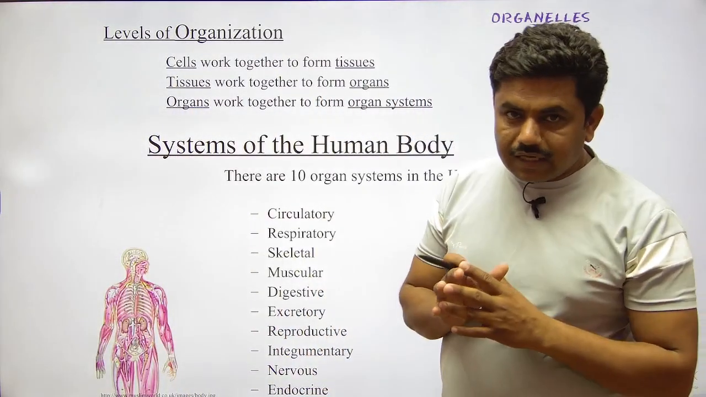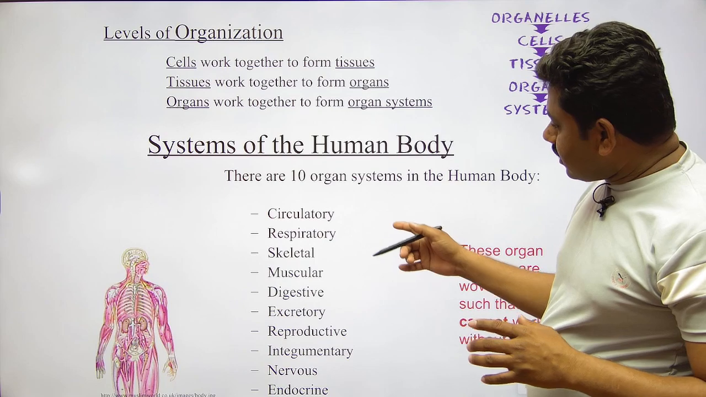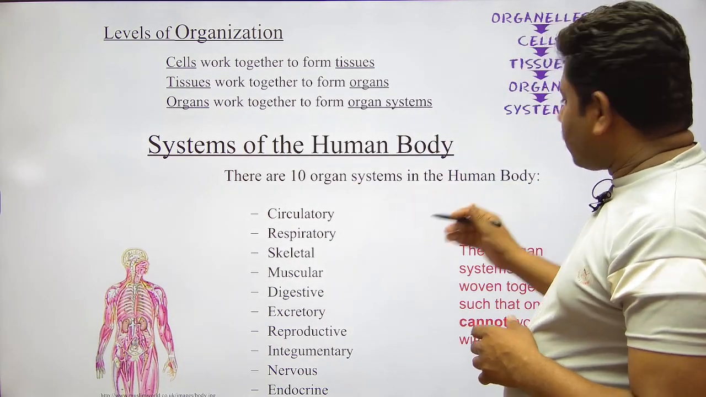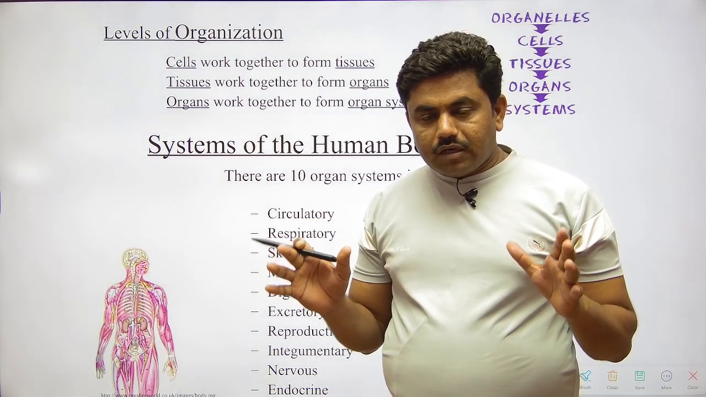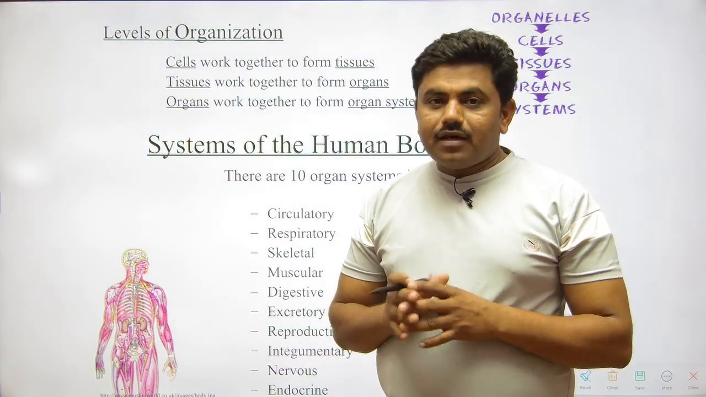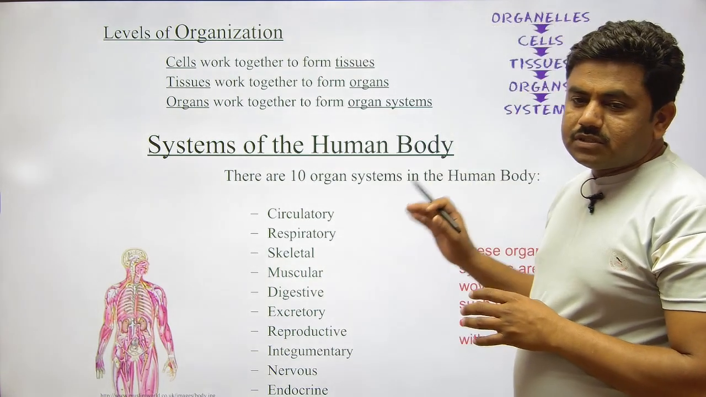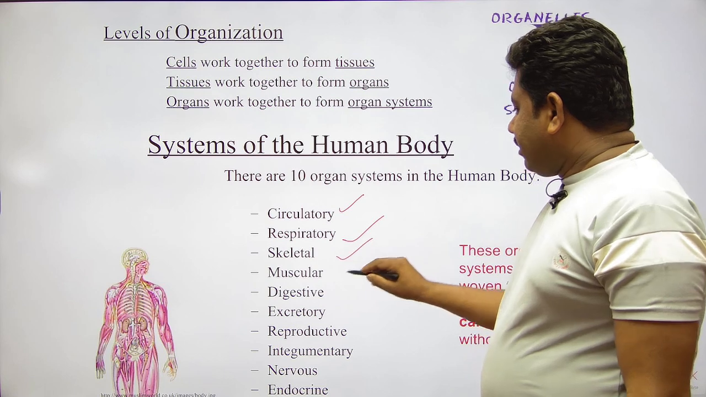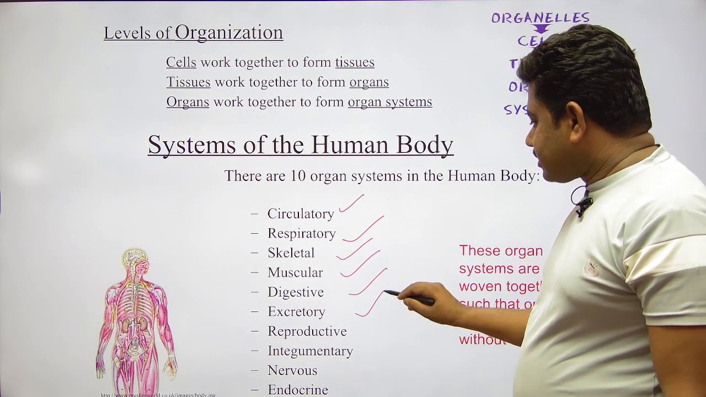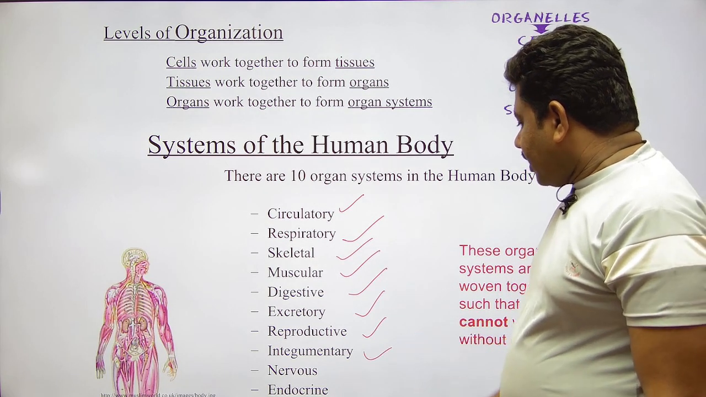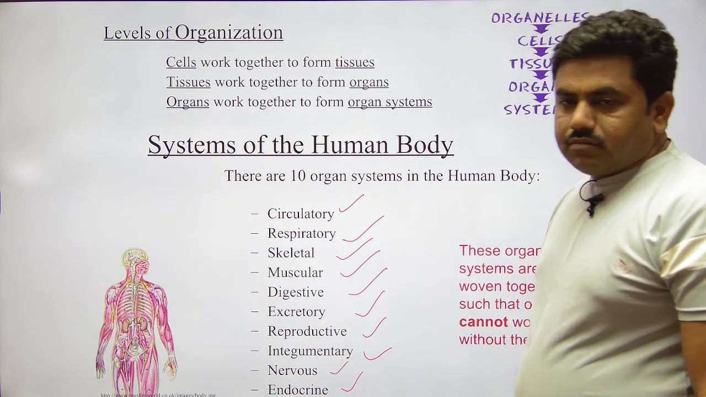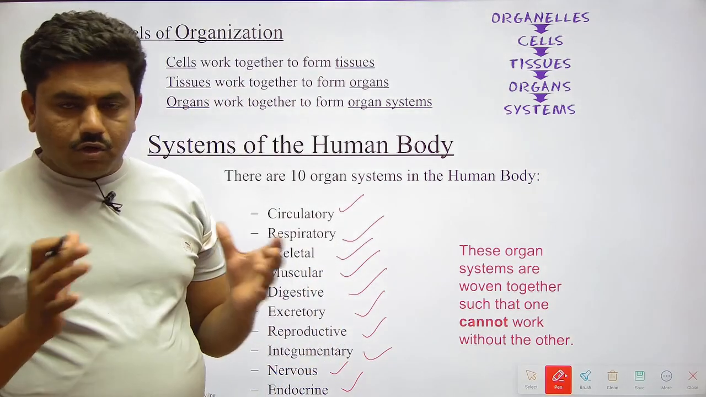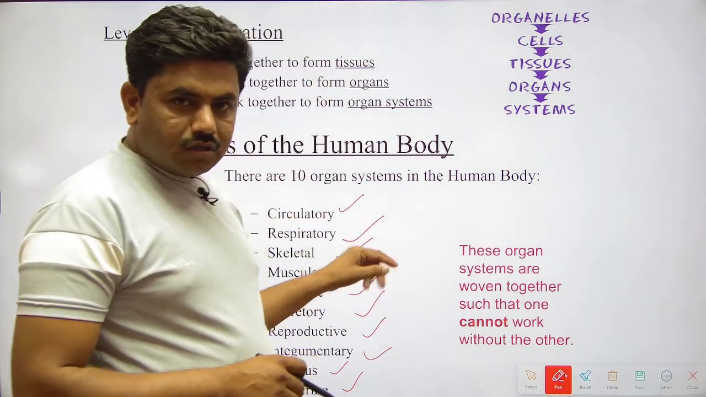Many types of systems are there in our human body. There are 10 organ systems in our human body. How many systems are there in our human body? There are 10 organ systems in our human body. In that: circulatory, respiratory, skeletal, muscular, digestive, excretory, reproductive, integumentary, nervous, and endocrine. These are the 10 main types of systems in our human body, and we are going to study more about them.